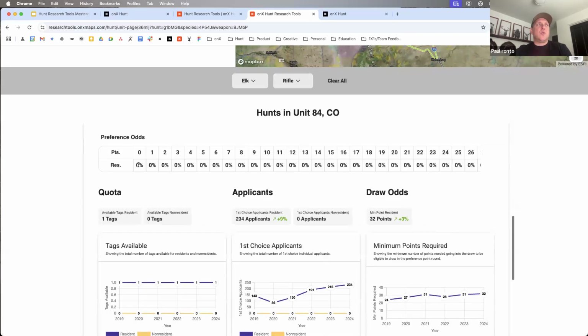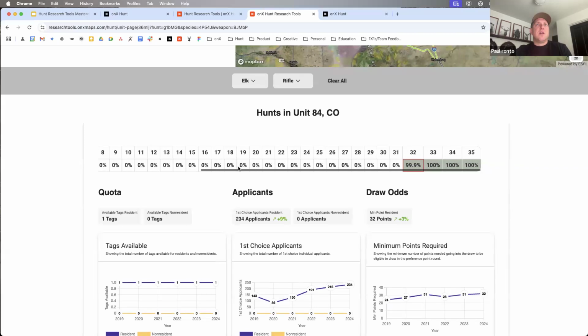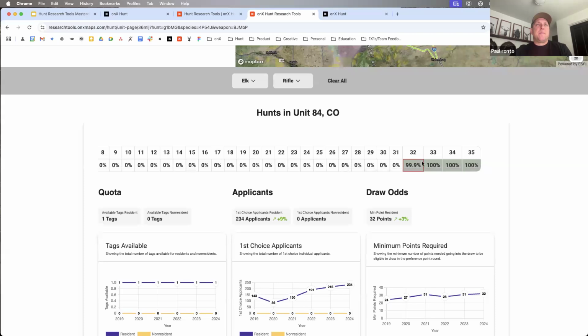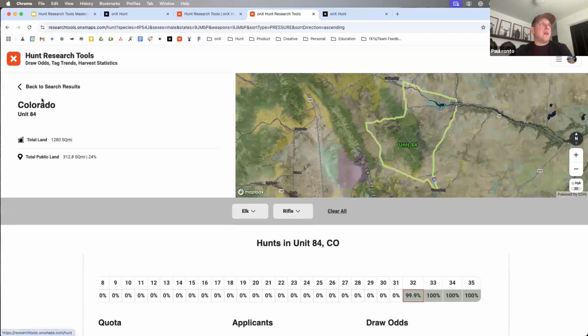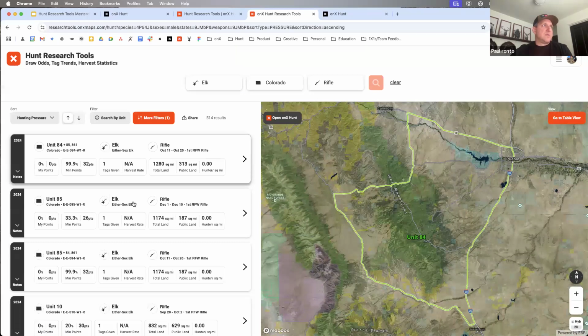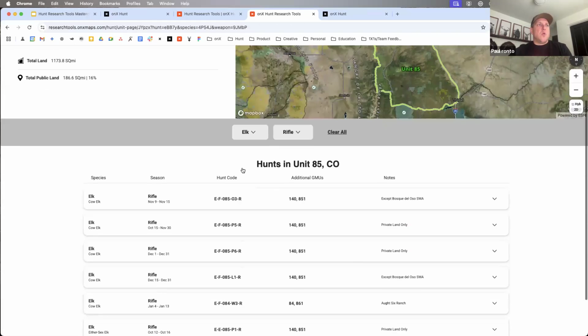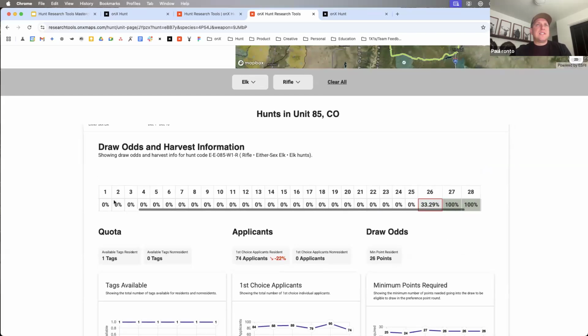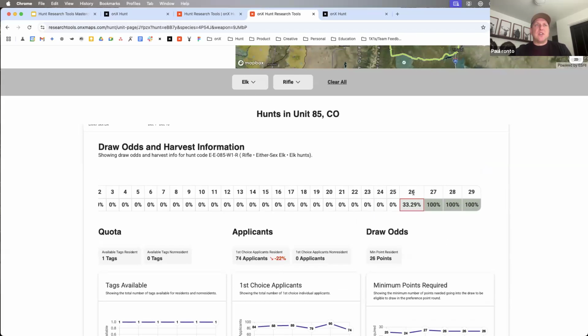So this is going to tell you your draw odds. You'll see here, this is a perfect example of a preference point draw hunt at 32 points. Let's actually find one that has, this one's a perfect one, 85. So when you scroll down here, you're going to see the actual draw odds preference chart. This is where I was saying, this is a little easier to tell.